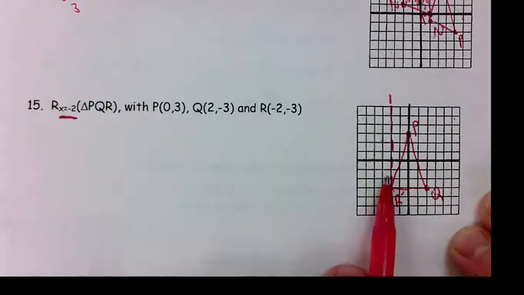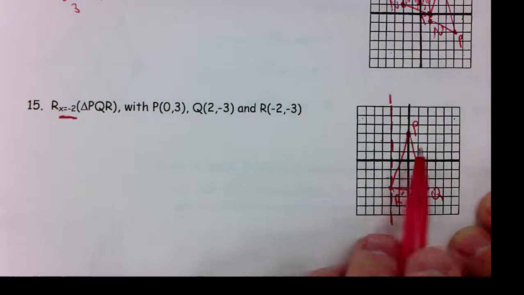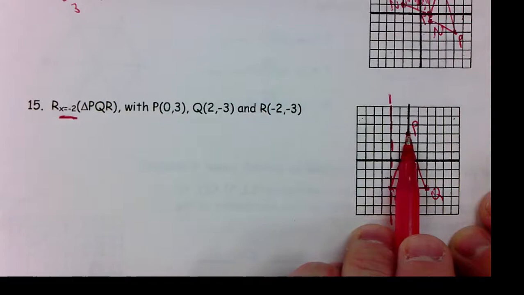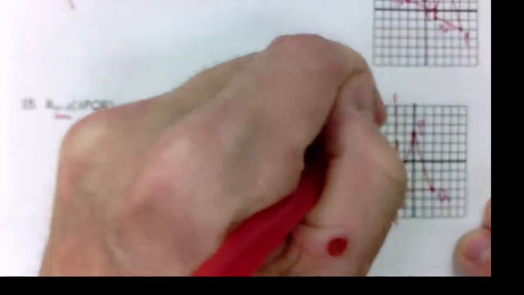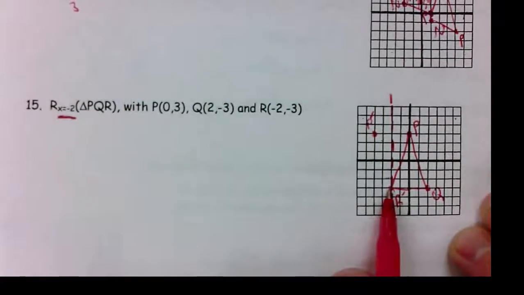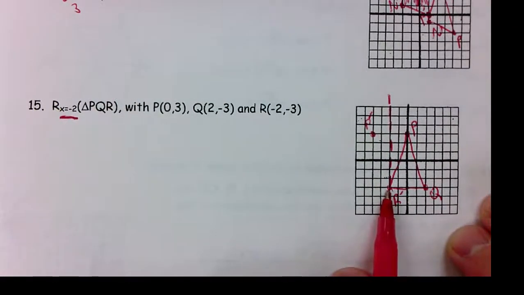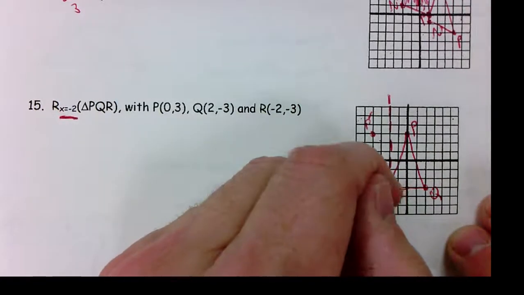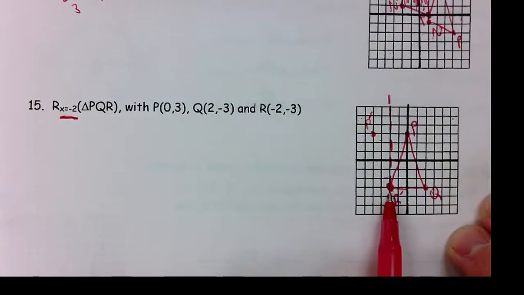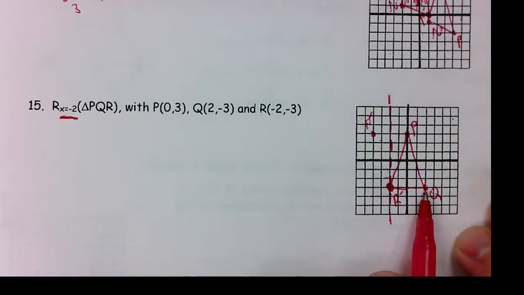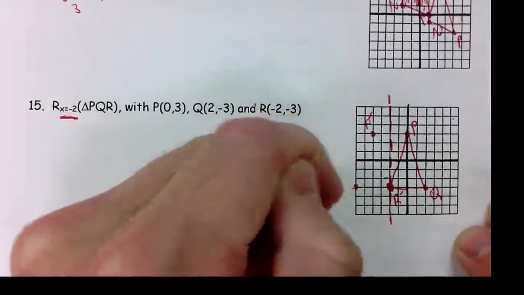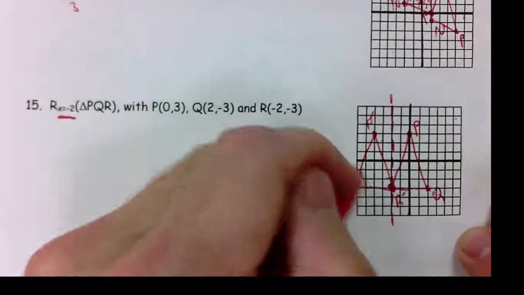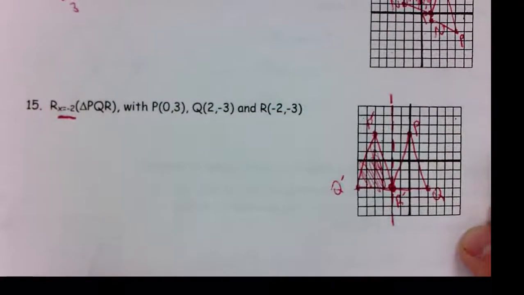So when I reflect across this line, I'm going to count to the line and then go across it. P is 2 spots to the line and 2 spots across. Ends up there. R is already on the line, and so it is its own reflection. That is also R prime. And Q is 1, 2, 3, 4 spots to the line, 1, 2, 3, 4 spots past the line. There is Q prime. And I have now flipped the triangle over the line. Hope that helps.